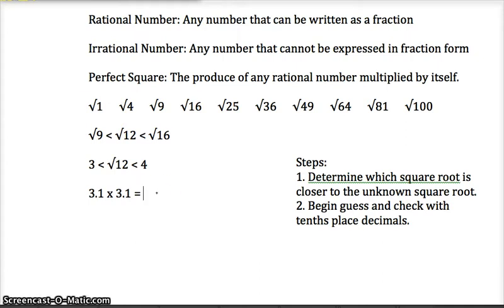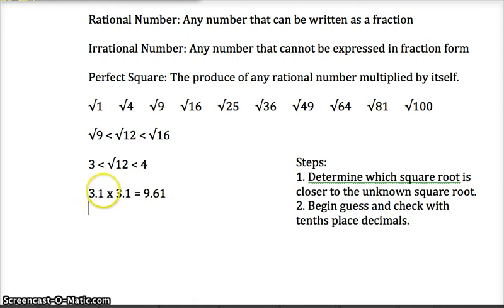All right, hopefully you solved that on your paper. If you did, you would have gotten 9.61. So 3.1 squared is 9.61, or another way to say it is the square root of 9.61 is 3.1. But 9.61 is still pretty far off from 12, so let's try the next one.